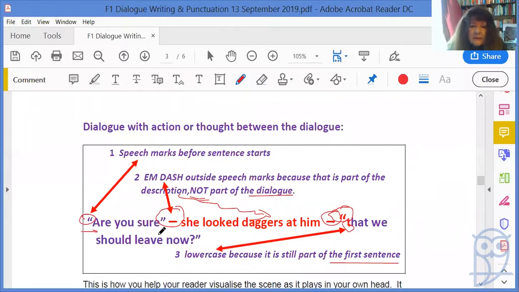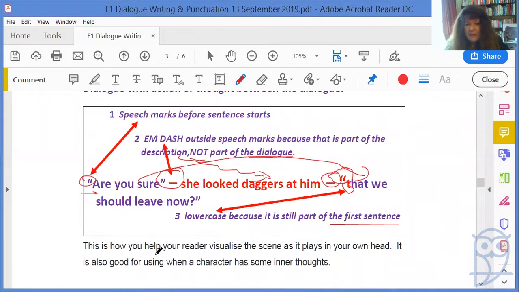Okay, that's quite a tricky one, but it's very good to put that because you can describe what the character's doing, how that character's feeling. Is the other character she's talking to totally oblivious of what's going on? You know, you can make it mysterious. "Are you sure?" Looking daggers, "that we should leave now." Same dialogue, just continued over there.